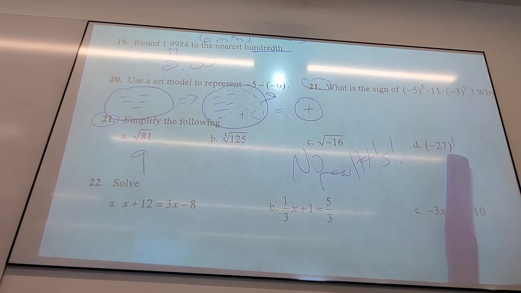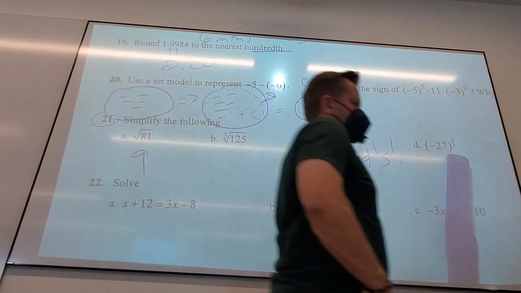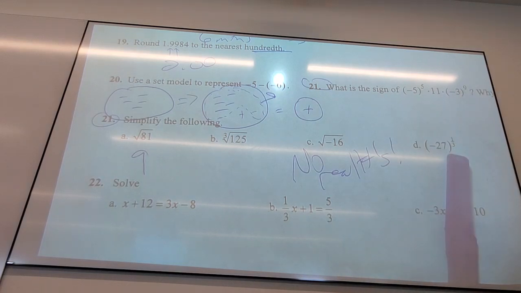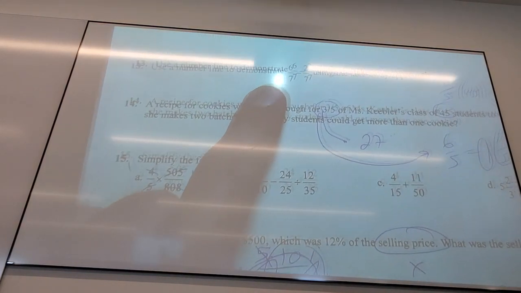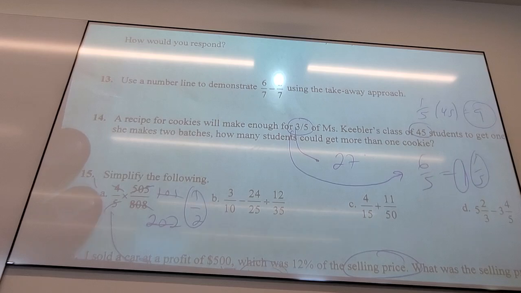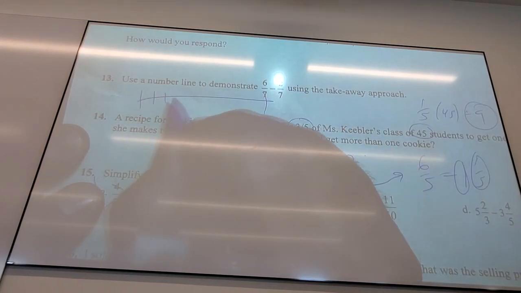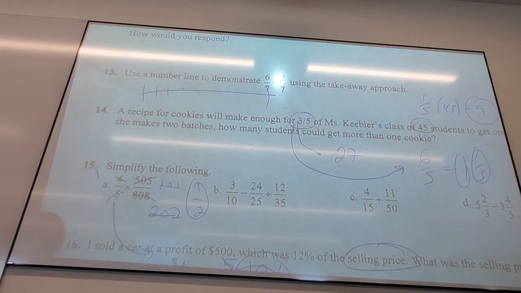For number 13, do you just do the number and you start at 6, 7, and then you just go back to? Yeah, so you have to break up your stuff into 7 pieces. Go to 6 sevens and go back to, yeah.